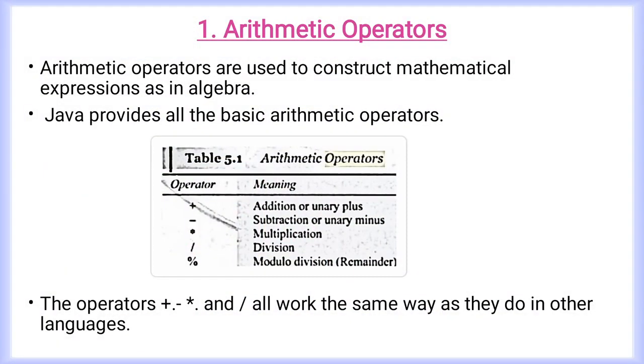Arithmetic operators are used to construct mathematical expressions as in algebra. The arithmetic operators in Java, as given in the table, are plus, minus, star, slash and modulus. Plus is for addition, minus for subtraction, star for multiplication, slash for division and percent for the modulo operation. The operators plus, minus, star and slash work in the same way as they do in other languages. The meaning of arithmetic operators you saw in C++ is the same in Java also.